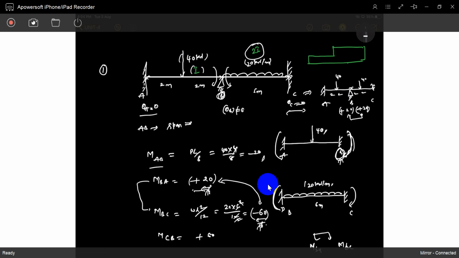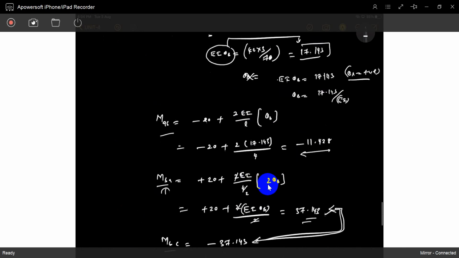That's why you will get plus 20 minus 60. Once we consider the rotation of the supports, the moment is distributed and we will get a stable value. That value is 37 point something. Understood? That's the meaning. So that's it.